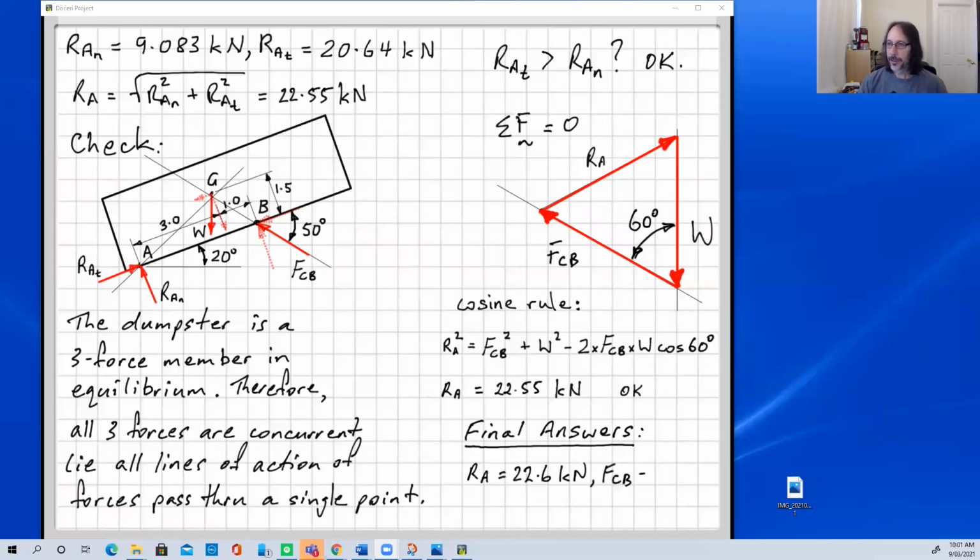Then at the end, just write down our final answers, rounded to 3 significant figures. And yeah, hopefully that was helpful for you and a bit more of a realistic problem than you may have seen in some of the other things that you've done.